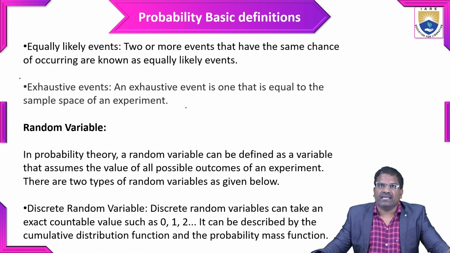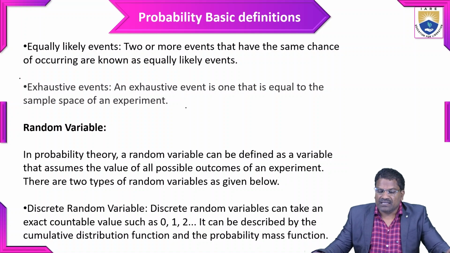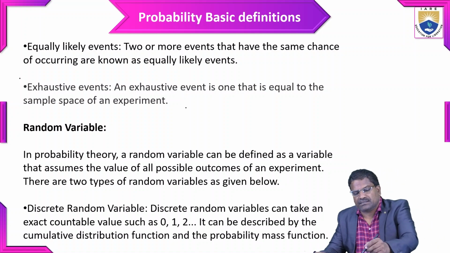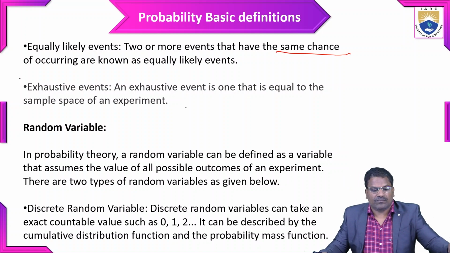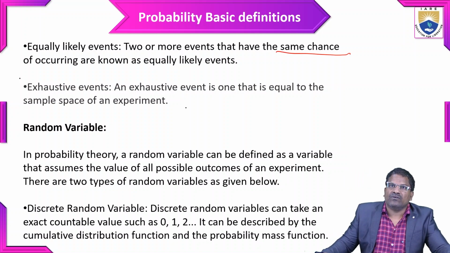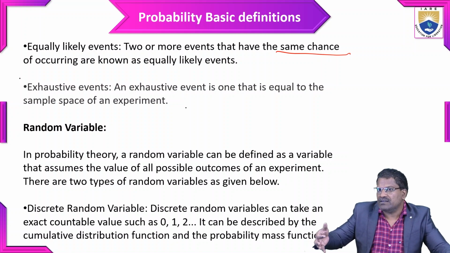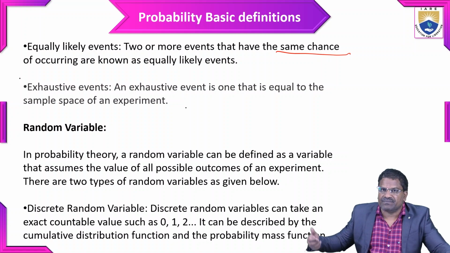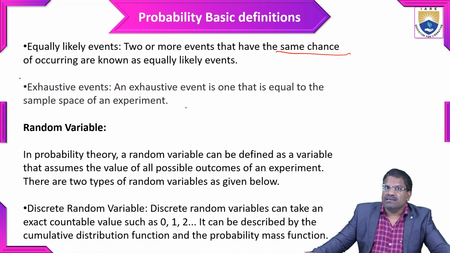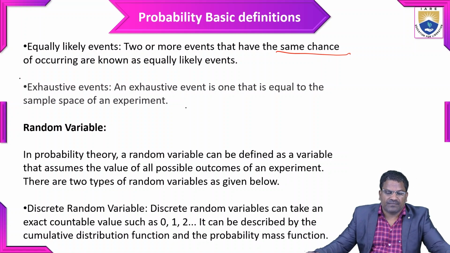Next, equally likely events. Two or more events that have the same chance of occurring are known as equally likely events. We can see, flipping a coin once, head comes with 1 by 2, tail comes with 1 by 2, the same chance, 50-50 chance is there. So they are equally likely events.